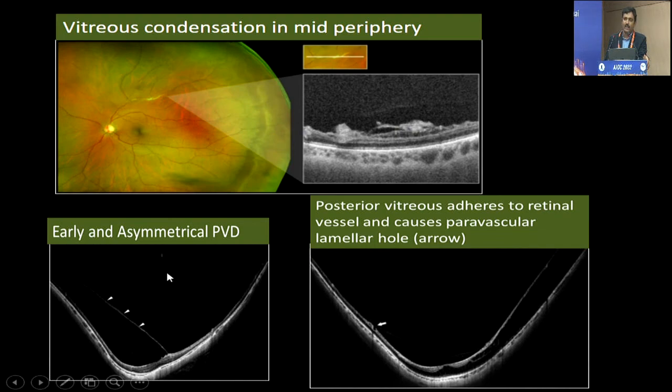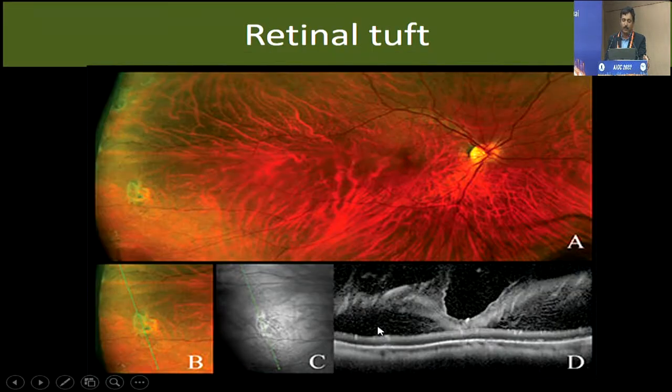You can know exactly the PVD status, which is very critical when you are planning myopic vitrectomies. Sometimes there are subtle changes like this: because of the vitreous traction, this patient has developed a lamellar hole, shown by the arrow. So those things can be picked up, even the peripheral retinal tufts.